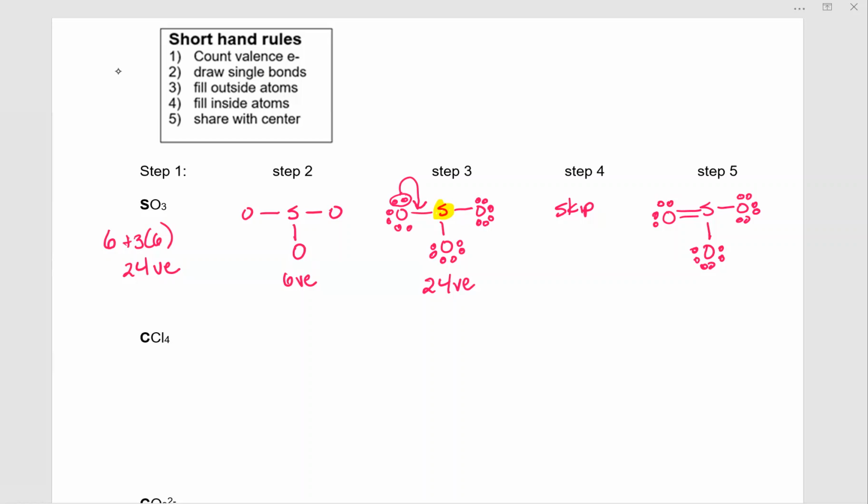All right, now this next one, we're going to count the valence electrons, but then I'm going to have you try to draw the structure. So we have 4 from the carbon plus 4 times 7 from the chlorine atoms for a total of 32 electrons. So I am going to pause, all right? And you are going to draw the structure.